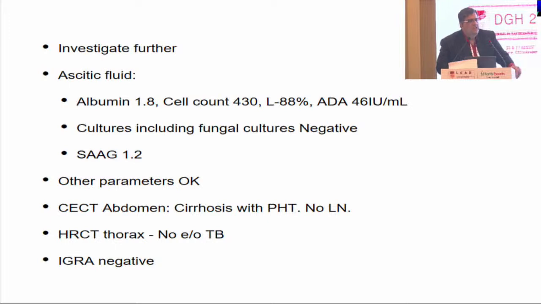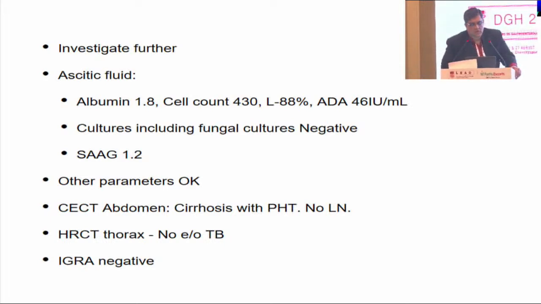One of the important checklists before you subject the patient to anything major is to retest the ascitic fluid to be sure that there is no infection in it. Here we repeated the ascitic fluid. It showed albumin of 1.8 grams, cell count of 430, 88% lymphocytes, ADA of 46. Cultures, including fungal cultures, came back negative. The SAAG was 1.2. Other parameters were okay.